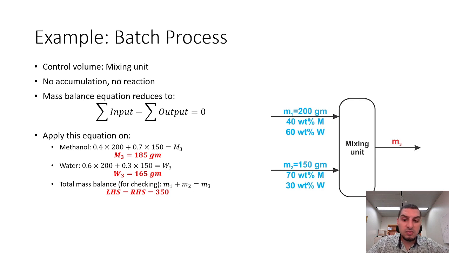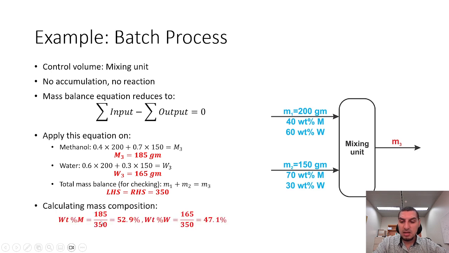And for the composition, we can simply calculate the composition as mass percent by dividing each mass by the total mass. So this is 185 over 350 and 165 over 350. Now we get the mass percent or weight percent of each of the two components in the final product stream. So this is another example. It's very similar to the previous one.